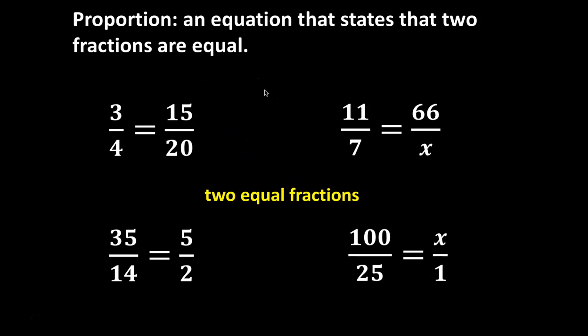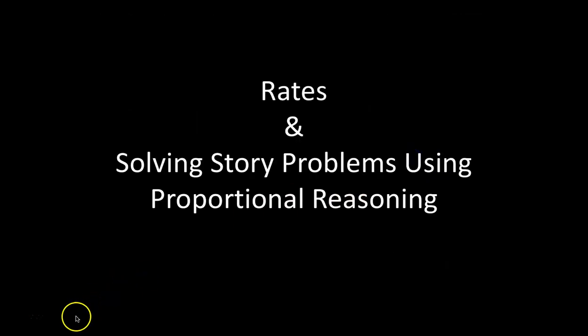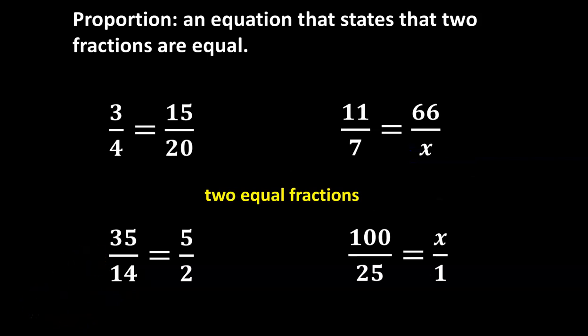This brings us to talking about proportions. A proportion is an equation that states that two fractions are equal. Simplified, basically a proportion is when you have two equal fractions. So 3/4 is equal to 15 over 20. I call this a proportion because I have two equal fractions. This is also a proportion, but in this proportion, the x variable is missing. Let me grab a pen.